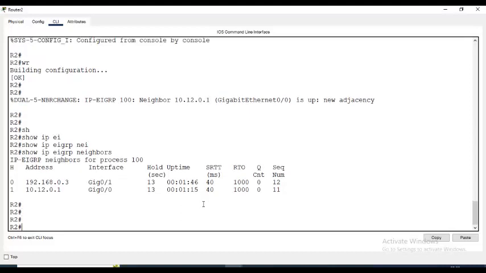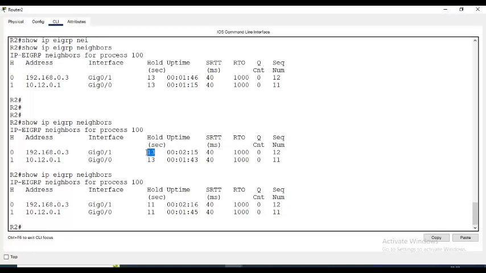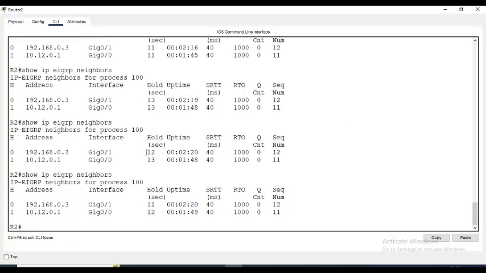Now I told you every 15 seconds it will send a hello packet. You see, 13, 13, 12, 11, hello packet, 10, again 14. Meaning after 10 it goes to 14, which means every 5 seconds it is receiving a hello packet from the neighbor. If the neighbor doesn't send a hello packet, then it will reach 0 and the neighbor will be removed. If this goes to 0, it will be removed from the neighbor table.